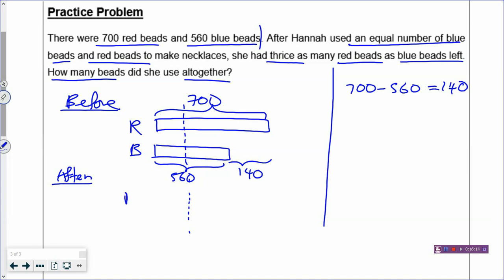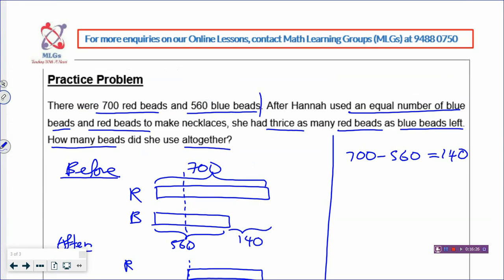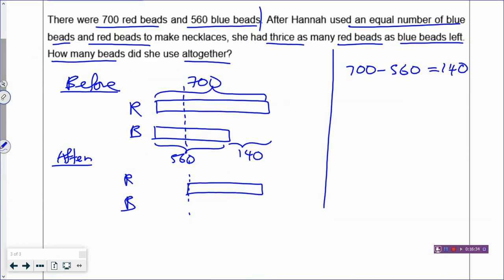So after Hannah has used equal number of red and blue, then the red will become, how long is the red rectangle? The red rectangle will become like this, shorter. And the equal part is missing, right? Okay, let me just scroll down. Okay, then how about the blue color? Now the blue beads will become shorter as well, and you can see the equal part is also missing, right?